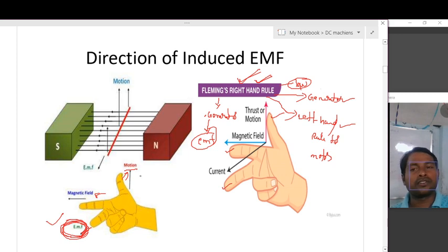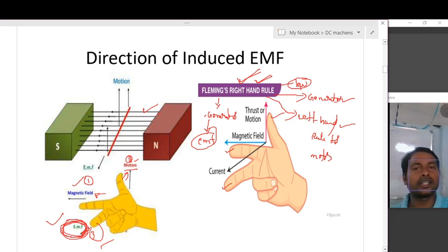First of all, we should keep the flux like this, with flux flowing from north to south. Between the flux, if you move the conductor, then EMF induces. First you should express magnetic flux and motion, and then induced EMF. This is the sequence we should remember.